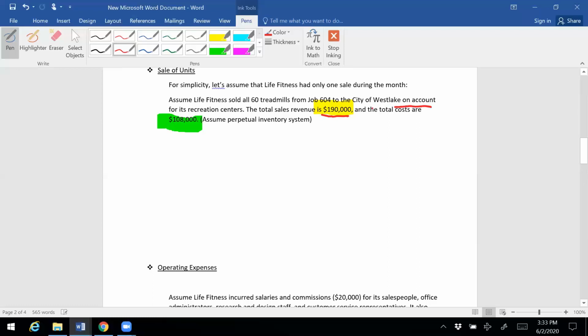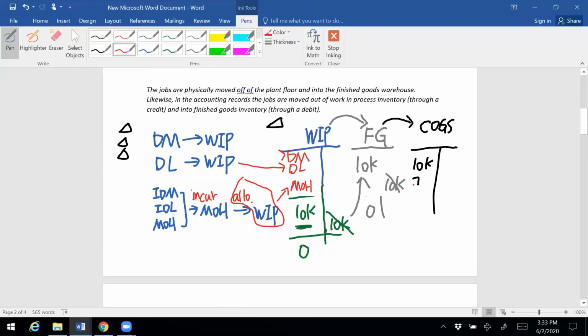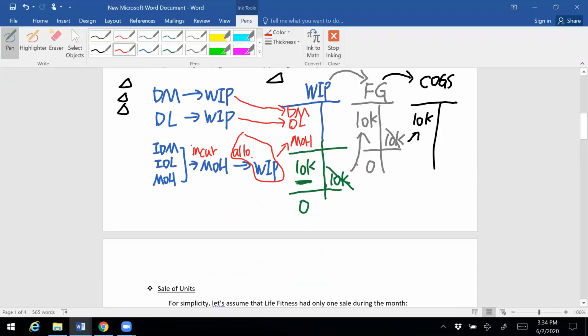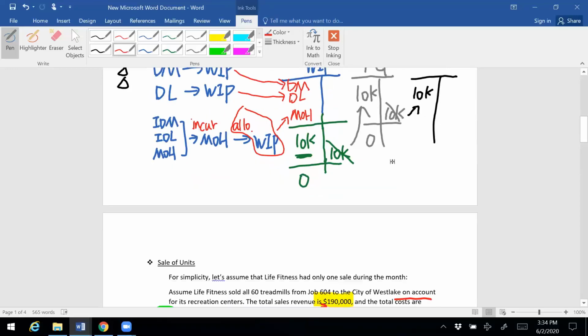You sell on account, so you have an account receivable. You didn't get cash, but you have account receivable, and then you have your sales revenue. How much did you sell? 190,000. In that step, we recognize the sales of 190,000. Then we have to get our cost of goods sold, because now we are selling it. We debit the cost of goods sold, we credit finished goods.